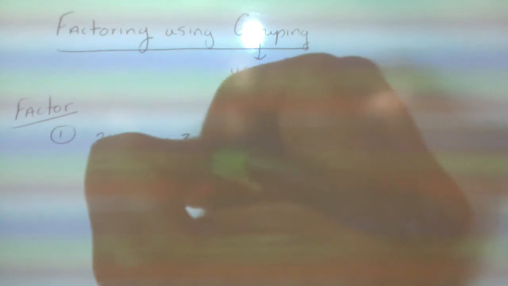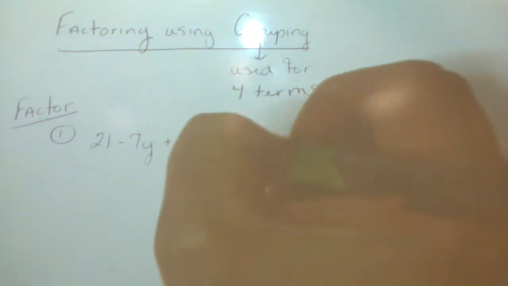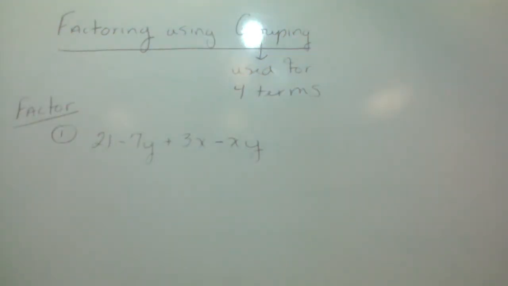Number 1, I've got 21 minus 7y plus 3x minus xy. So I've got 4 terms. In every single factoring problem that you see, you should be looking for a GCF for all 4 terms, or 3 terms, or 2 terms, no matter how many terms there are. So if I take a look here, nope, there's no GCF. So before we say prime, we're going to use the method of grouping.